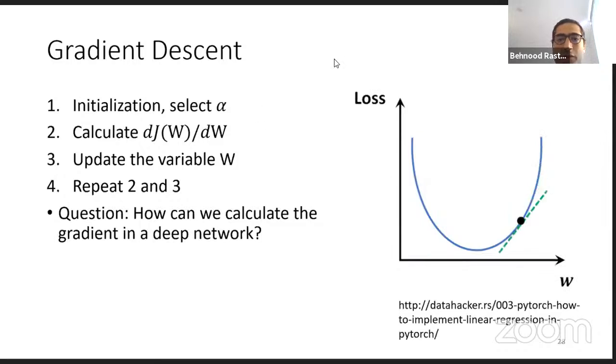So that's the question that I would like to see if anybody has any idea. I will wait a couple of seconds. Well, yeah, the question is written here. How can we calculate the gradient in a deep network? Somebody is asking to repeat the question.